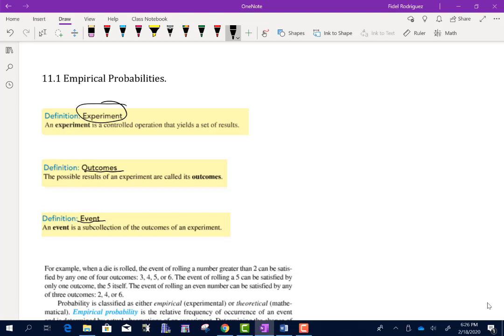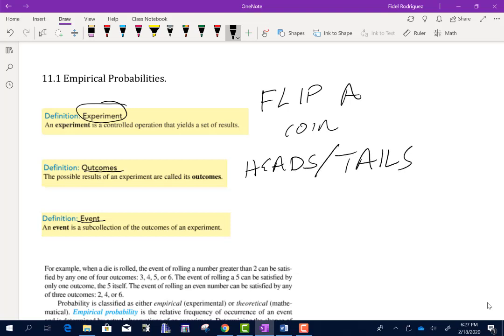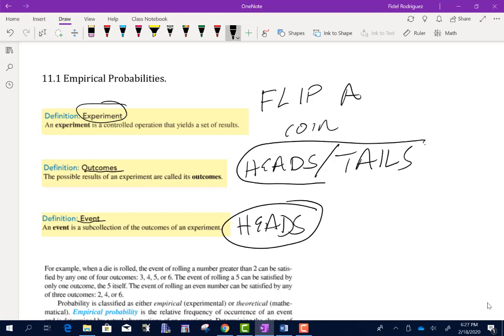So let's think of an example. For our experiment, we could say we're going to flip a coin. The outcomes are we can end up with heads or we can end up with tails. The event is going to be the specific one. Say we want to figure out the event of getting a heads. That would mean we flip it once, we land on heads, that's that particular event. We could do it with tails, but the important thing is that there are two outcomes, right? The event would be one of those, okay?